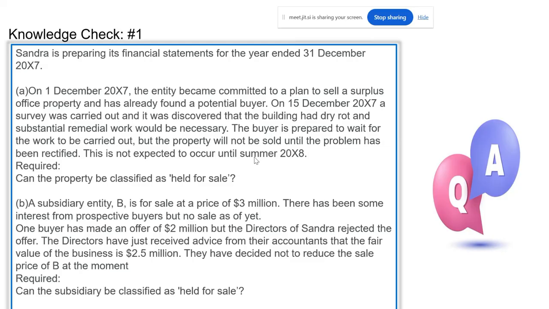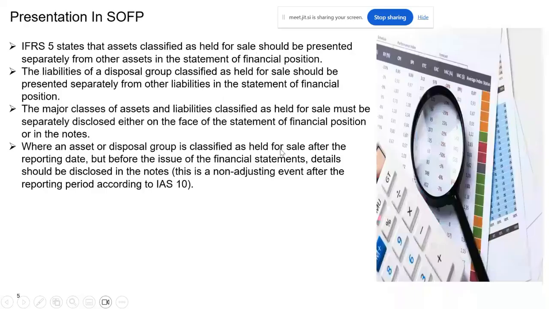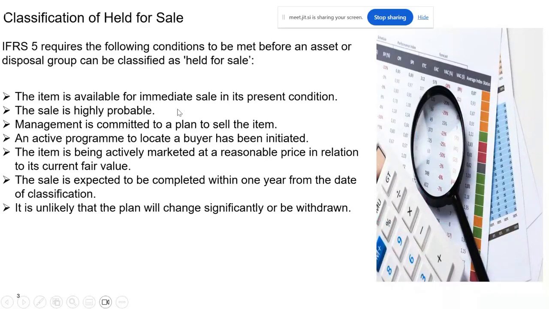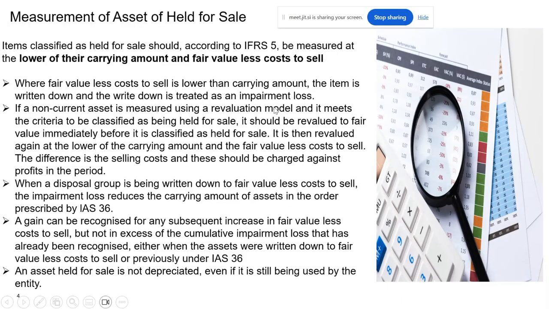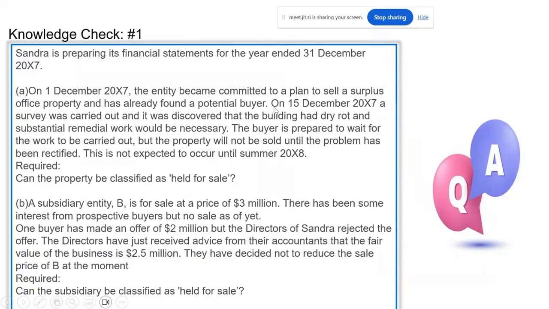So, in attempting this question, one of the first requirements for classifying an asset as held for sale is that it must be immediately available for sale in its present condition. So we look at that particular condition. Does it exist here? Is this asset immediately available for sale in its present condition? Yes or no?